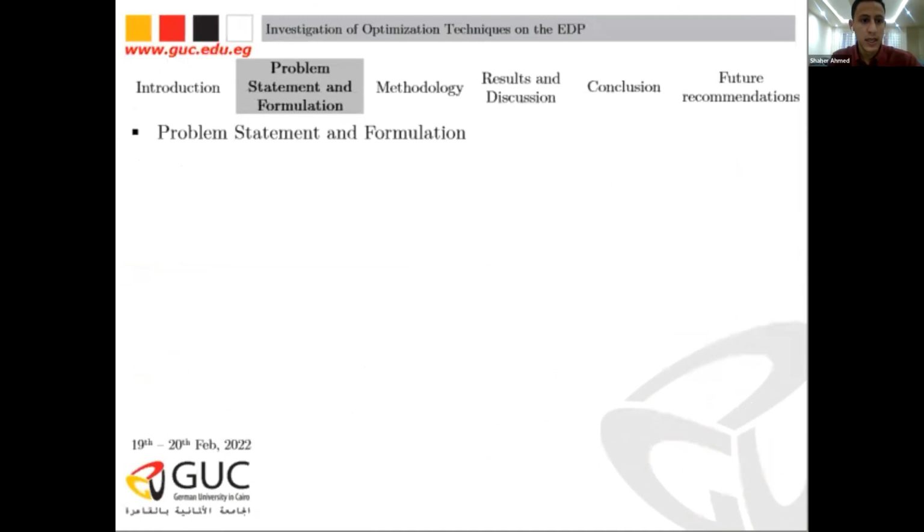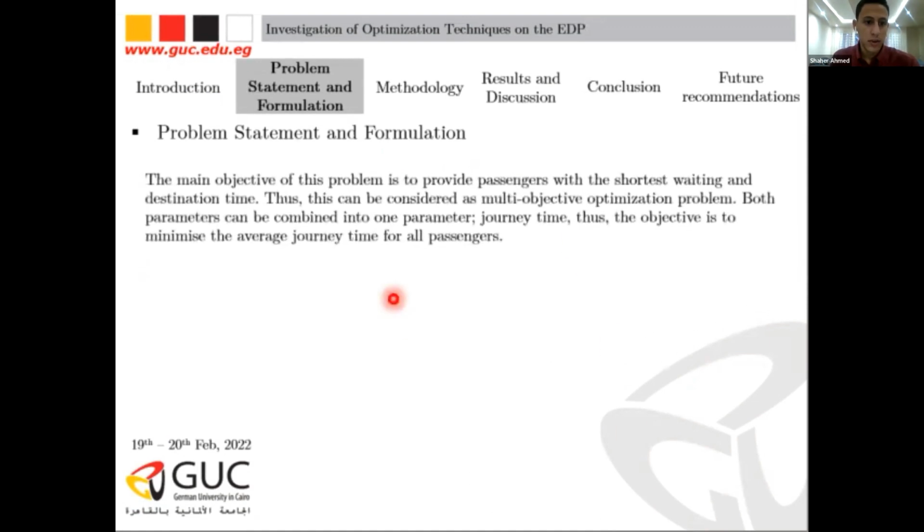Now the second section, which is the problem statement and formulation. As I've mentioned, the main objective of the elevator dispatching problem is to provide the passengers with the shortest waiting and destination time. So this can be considered a multi-objective optimization problem, meaning that we want to optimize two parameters, which are the shortest waiting time and the time it takes the passengers to reach the destination. However, those two parameters can be combined into one parameter, which is the journey time. So the overall objective is to minimize the average journey time of all of the passengers.